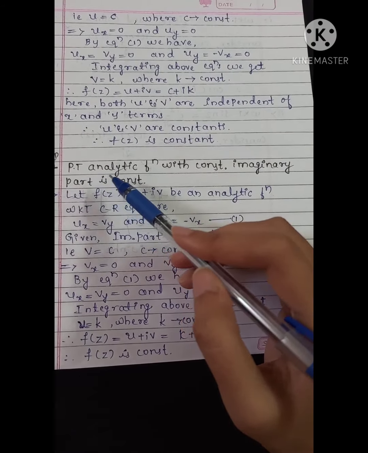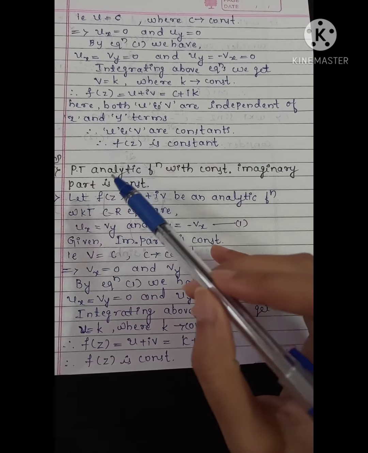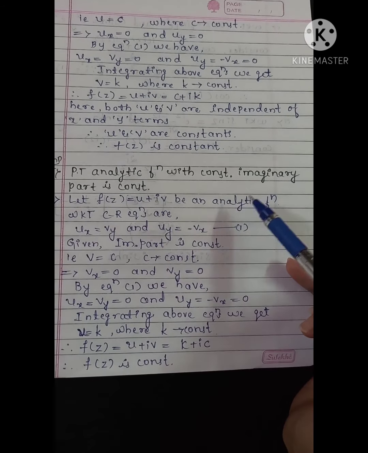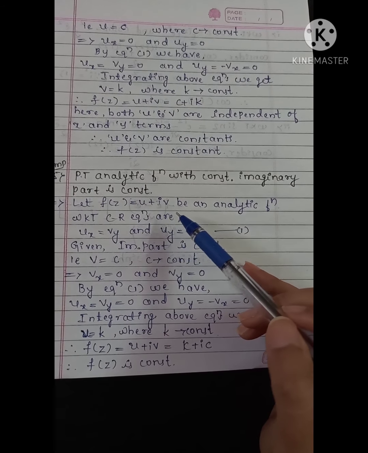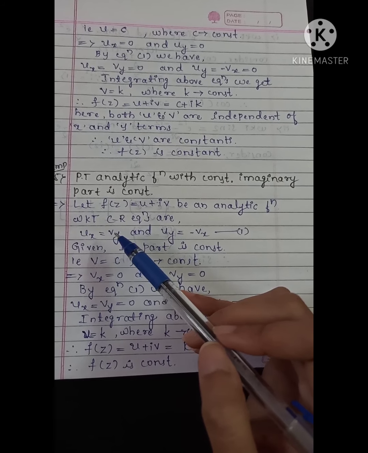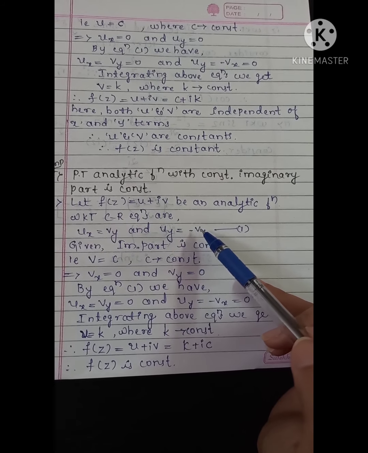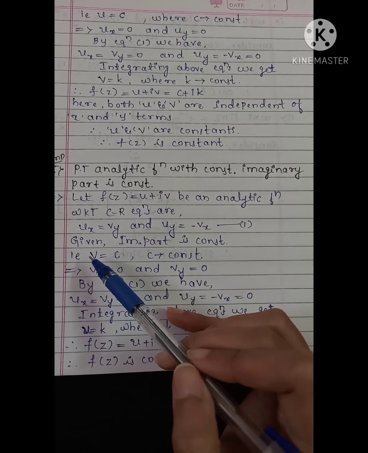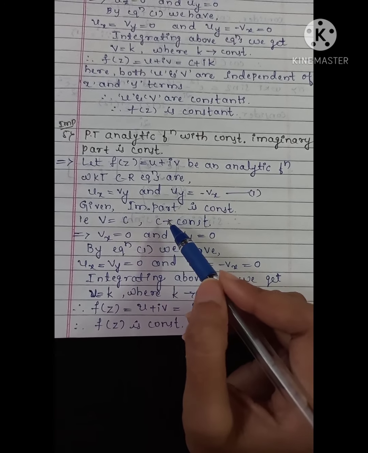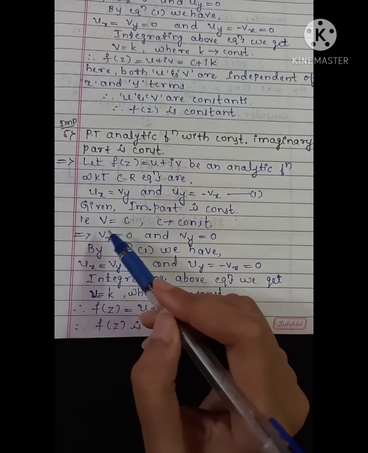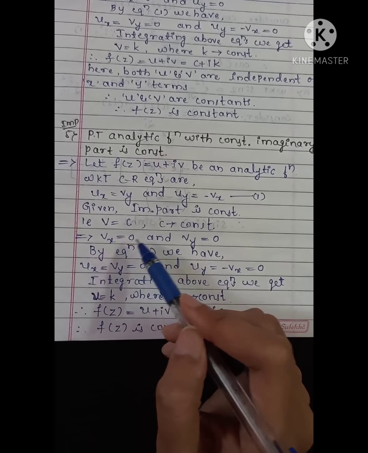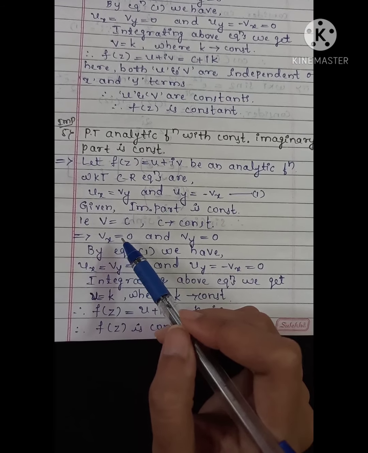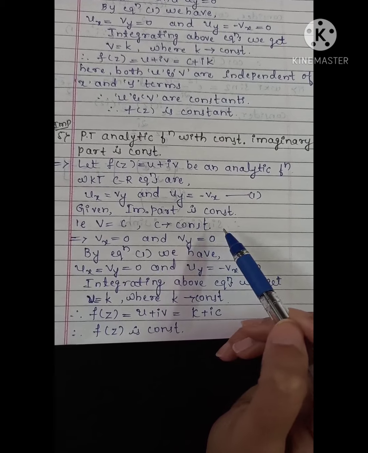Fifth problem. Prove that an analytic function with a constant imaginary part is constant. Let f of z equal u plus iv be an analytic function. We know that the Cauchy-Riemann equations are ux equal to vy and uy equal to minus vx. Here they have given the imaginary part is constant. Therefore, I am taking v equal to c, where c is a constant. We have to differentiate v partially with respect to x and y, and we know that differentiation of constant terms is 0. Therefore, vx equal to 0 and vy equal to 0.